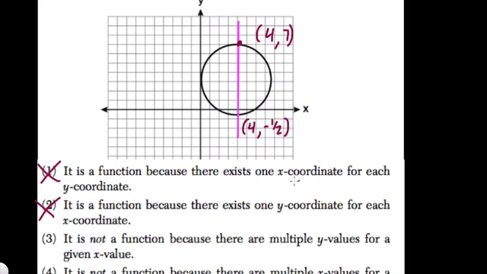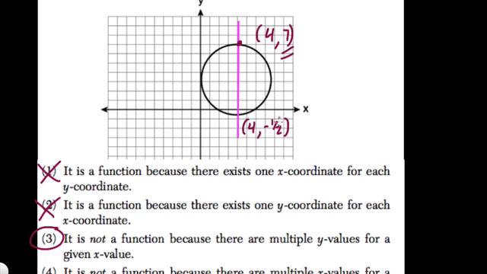And it says, if you look at the difference here, there is one y coordinate for each x coordinate. And well, in that case, this doesn't apply because we're looking at something that's not a function. So let's keep going. The third one, it is not a function because there are multiple y values for each given x value. Well, that's what I would circle here because that's exactly what's happening.